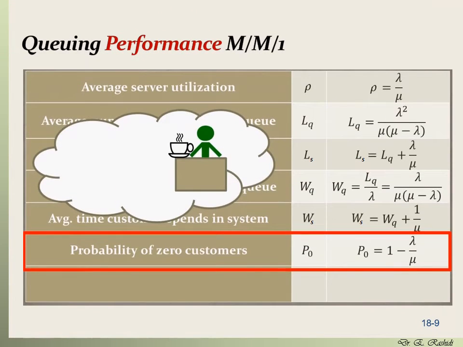Next, we have the probability of 0 customers. What is the probability that there is no one in the system? That means the server is actually idle, it doesn't have to work for anyone. So we show it by P sub 0, and that's equal to 1 minus lambda over mu, which is 1 minus utilization. And it makes sense. For the whole time in the system, the server is either utilized or not utilized, which is idle time. So idle time and utilization have an inverse relationship, as we can imagine.